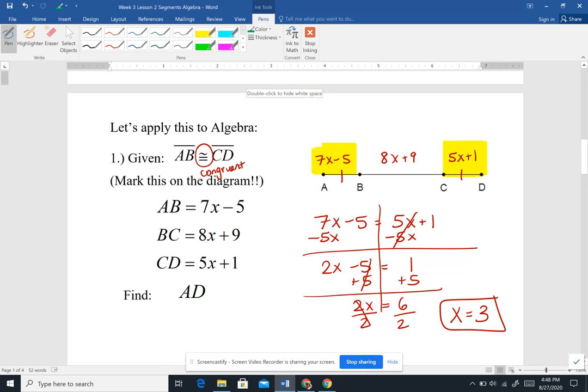A lot of times people celebrate, yay, I'm done, I did a good job solving. But you're actually not done until you finish answering the question, which in the case of this class, a lot of times won't just be find x. So what we're going to do is we're going to take x and plug it back into all these expressions and figure out how long all of these segments are.